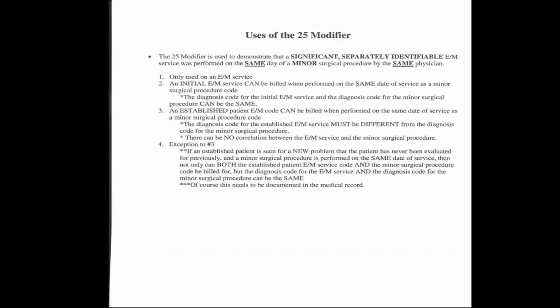On line 1 we have that 99203. On line 3, we have the 20550. In order to be paid for that 99203, you need a modifier, and of course, it's 25.